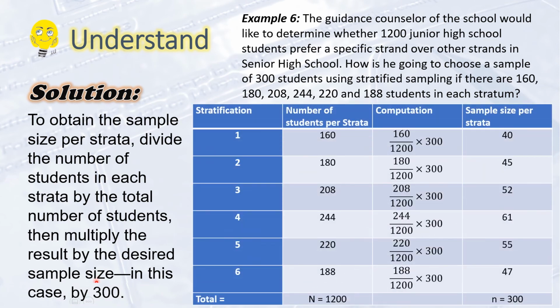Let us have, for example, the first strata. The number of students in the first strata is 160. So, 160 over 1,200 multiplied by 300, and that gives us 40. 40 students will be obtained from the first strata. The pattern continues until the last strata, until we get the sample size of 300.